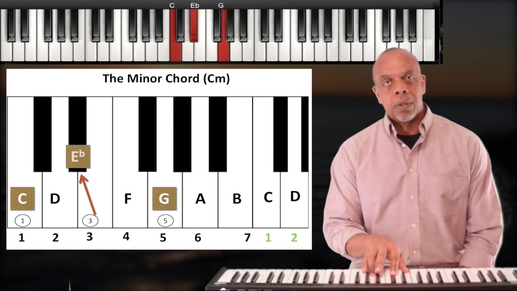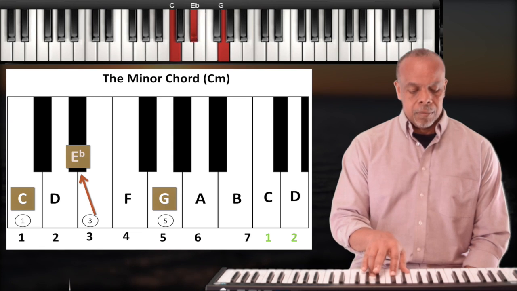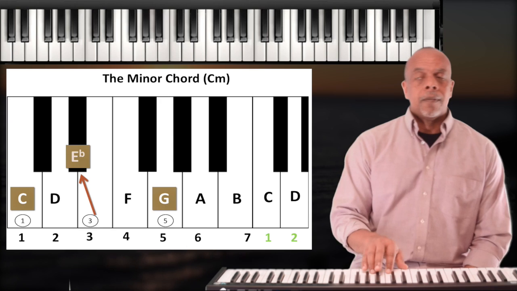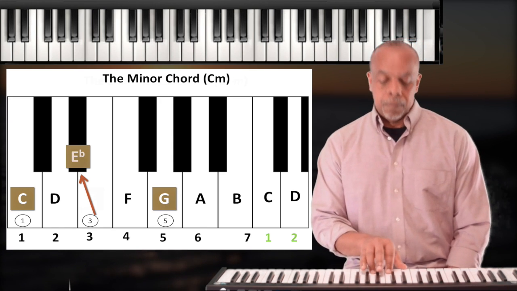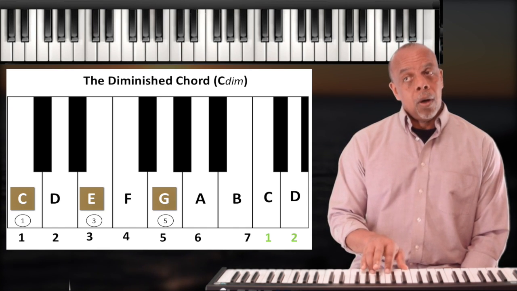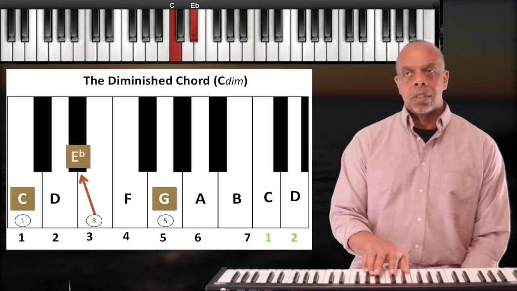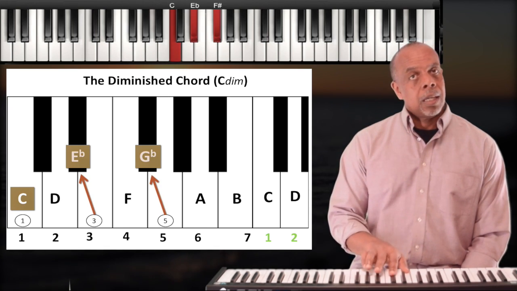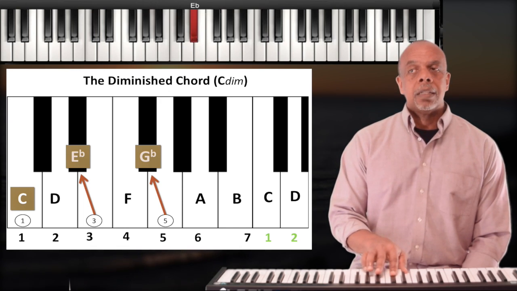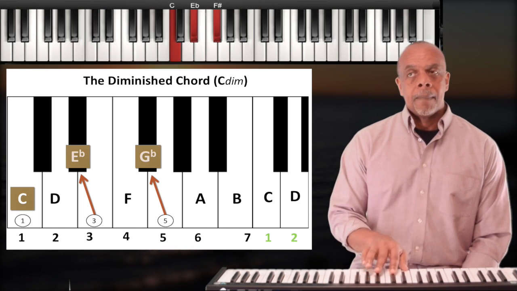That's a C minor chord. You with me? C major, C minor. Okay, now, if I take the same thing, 1, 3, 5, and if I lower both the third and the fifth, it becomes a diminished. C diminished. C, E flat, G flat. Got it?